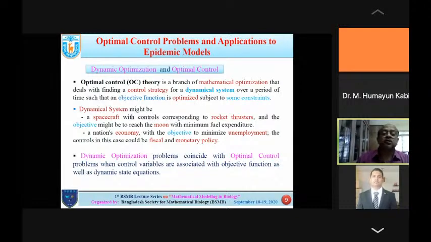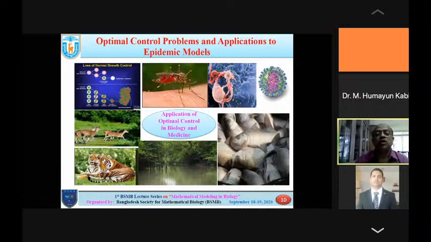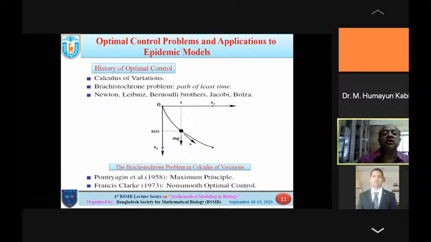Now I will show some historical background. Before that, these are some areas of application, but I will discuss two types of models in epidemic modeling, especially infectious or communicable disease. The historical background of optimal control is actually very old. It is more than 350 years ago. But it is still new, and we give new results for environmental or ecological models, or different areas of application.